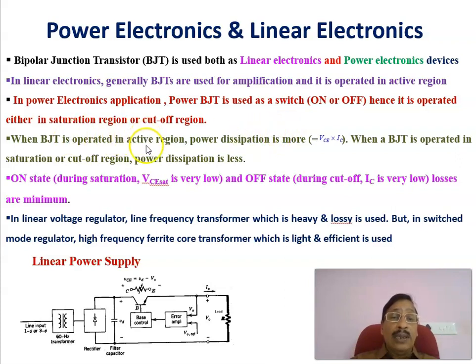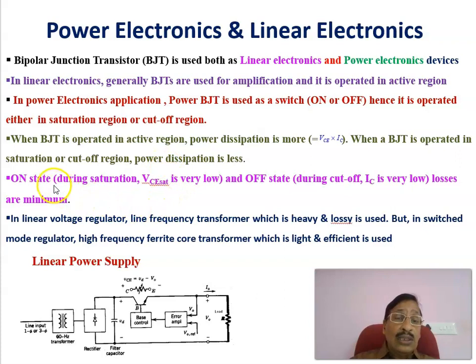When the BJT is operated in the active region, the power dissipation is given by VCE times IC, that is, the collector to emitter voltage times the collector current. Therefore, the power dissipation will be very large when it is operated in the active region. But when it is operated as a switch in power electronics, the BJT will be operated either in cutoff or in saturation, so the power loss will be less. Therefore, when a bipolar junction transistor is used as a power electronic device, the power loss is less, because it will be working either in the saturation region or in the cutoff region.